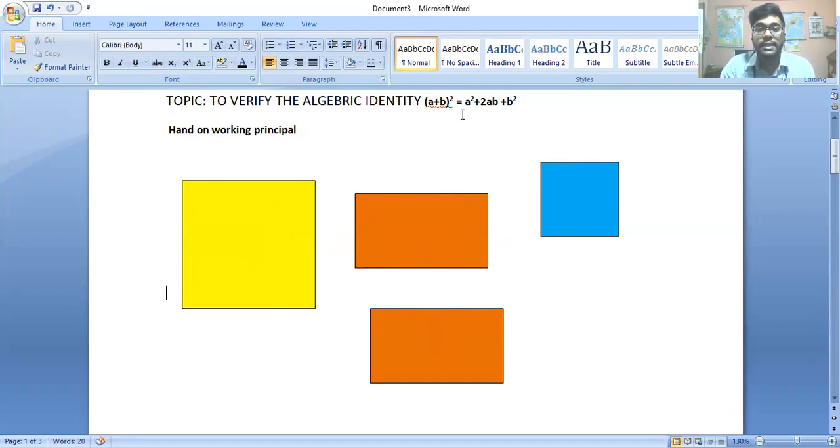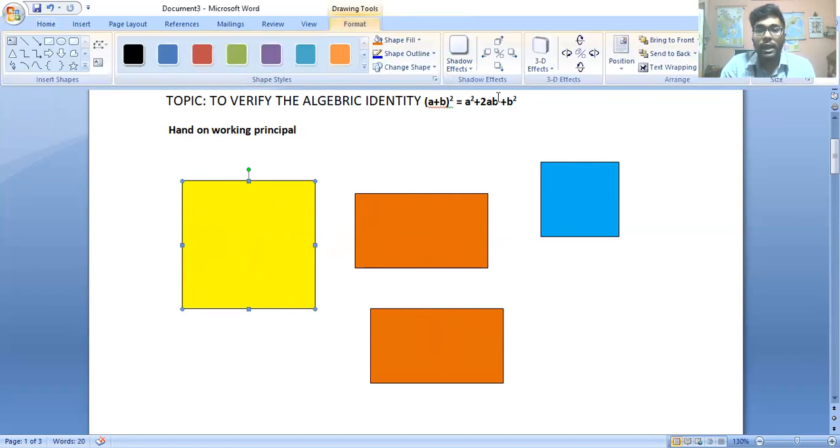Now, as you can see, we have a square, this is a square, and this one is b square, and this one is ab, because area will be length into breadth. So this one is ab, and this one is also ab. So ab plus ab, 2ab. So we have got a square plus 2ab plus b square. Right? Now we need what? a plus b. So a plus b means we need to make a square whose side is 10 centimeter. So let us do that.